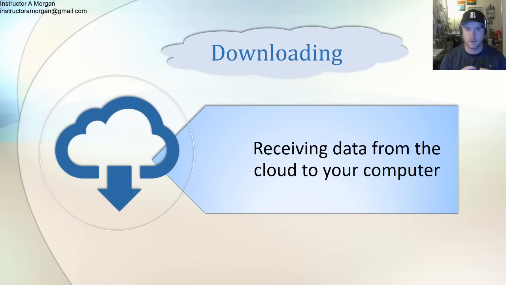Next up is downloading. Now let's say we do a project in class, the class is finished and we haven't finished that project. Next time you come to class, you have to download that project back onto the computer, right? So you go into OneDrive or whatever storage system you're using and you download that back onto your computer, and that's the process of receiving data from the cloud to your computer. And that's the process of downloading.